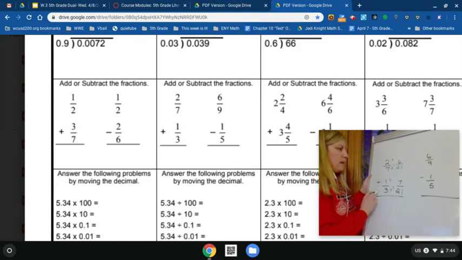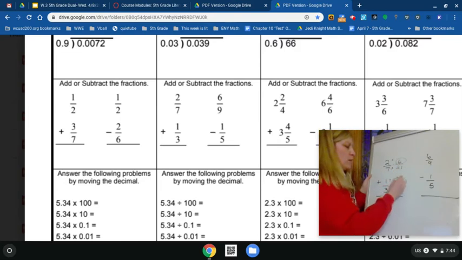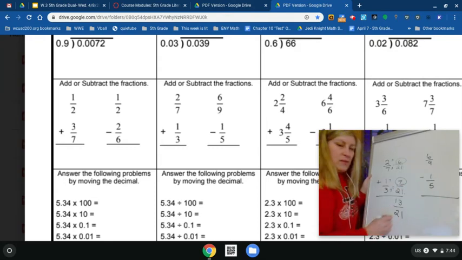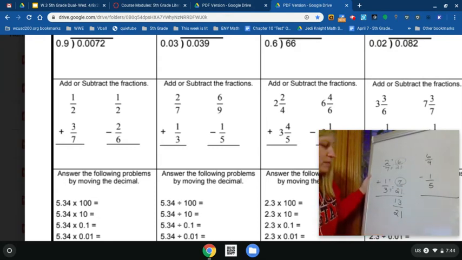This is an addition problem, so just add your numerators only. 6 plus 7 is 13, and the denominator stays the same. 13/21, that's the final answer for that one. And 13 is a prime number, can't be divided by anything, so just keep it.